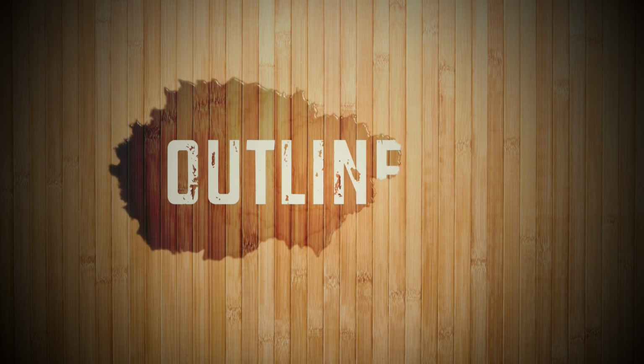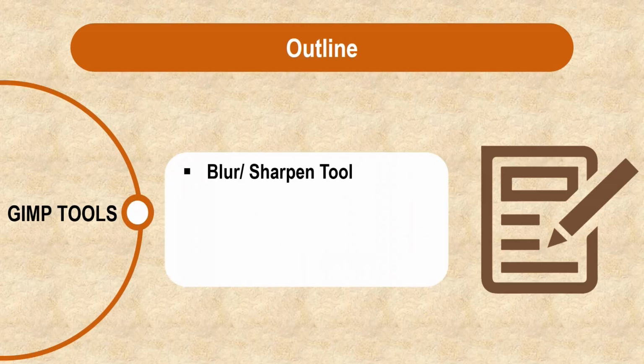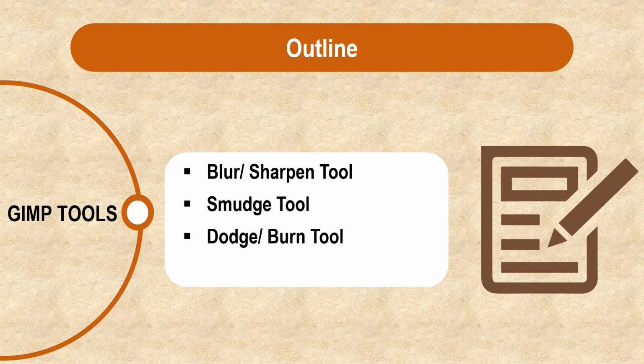Welcome to the MOOCs module on graphics and animation development. In this video, we will cover some of the GIMP tools like blur and sharpen tool, smudge tool, dodge and burn tool, ink tool and airbrush tool.